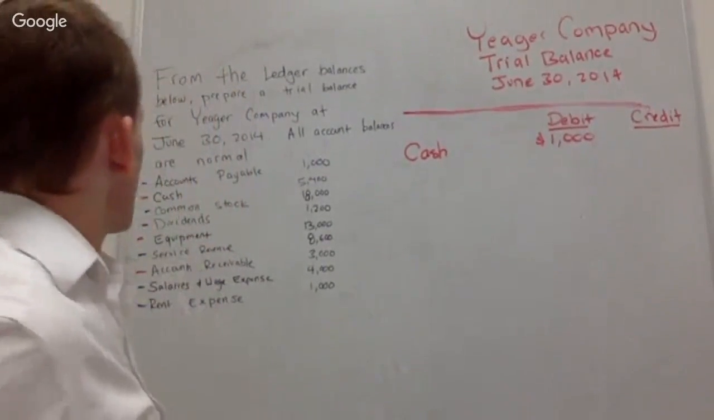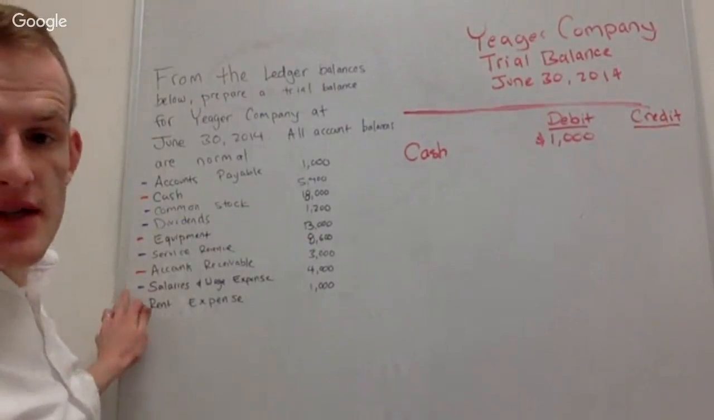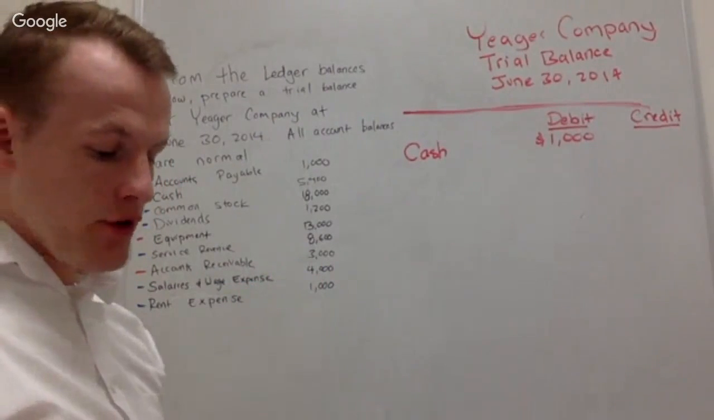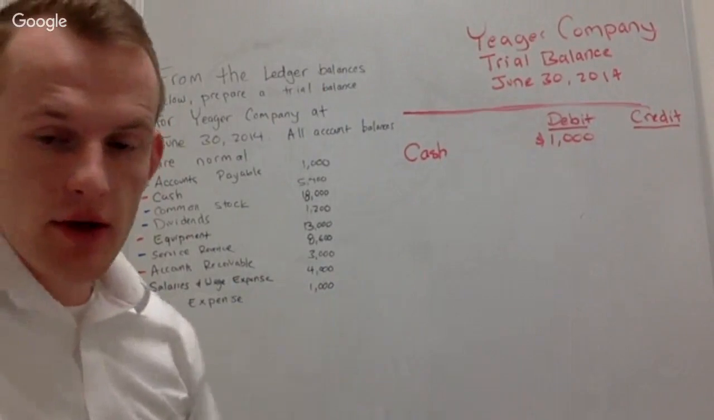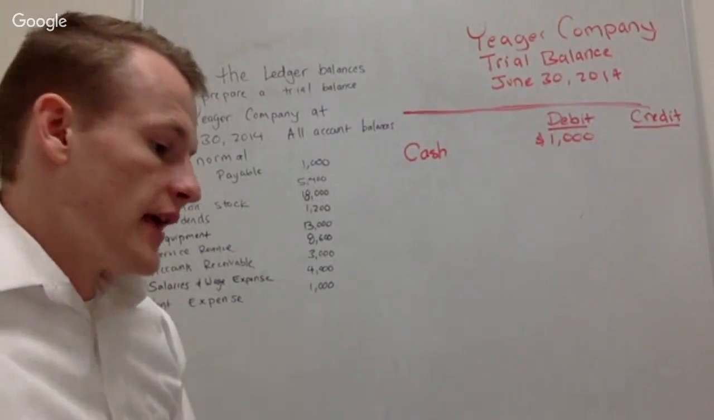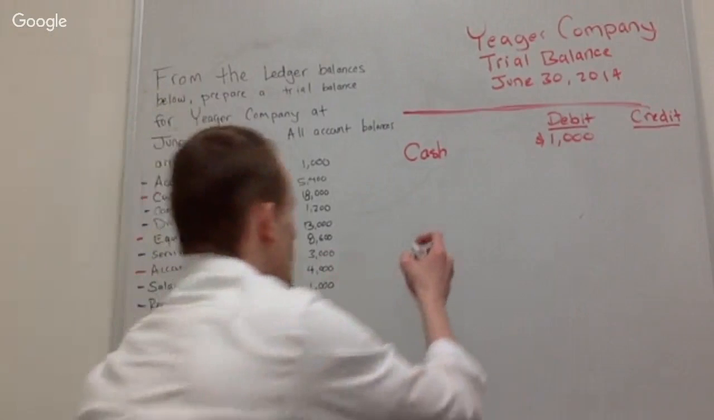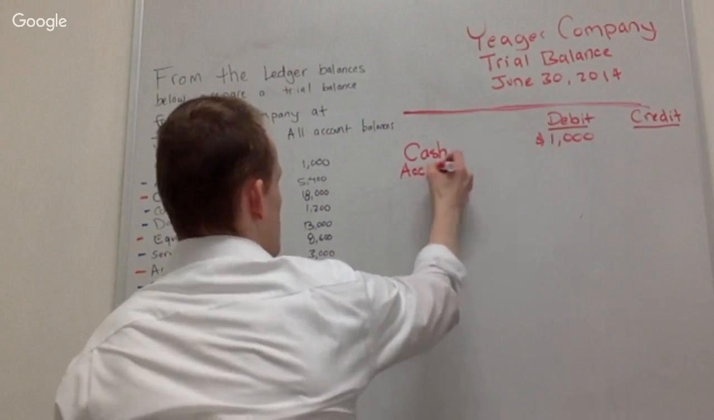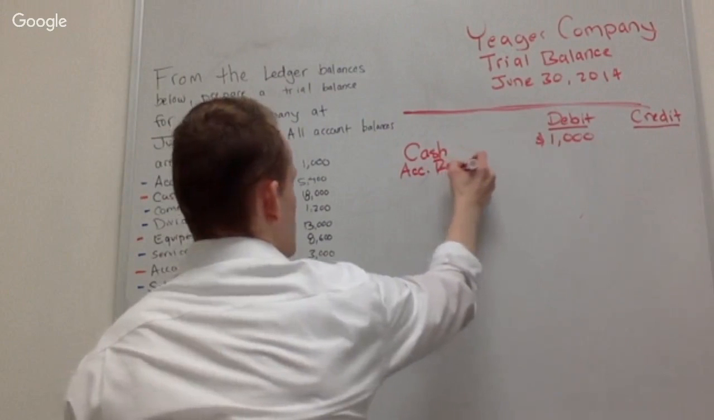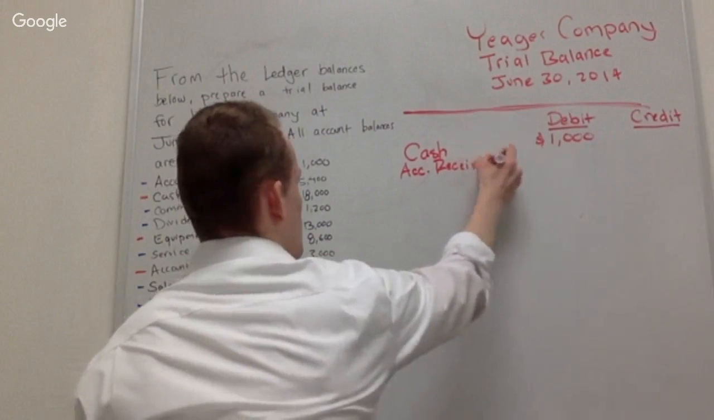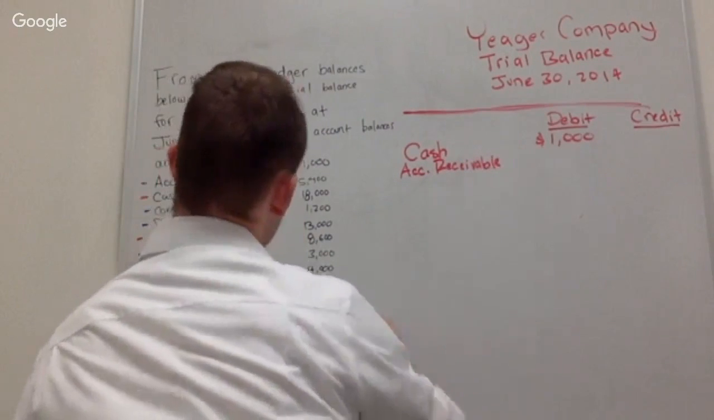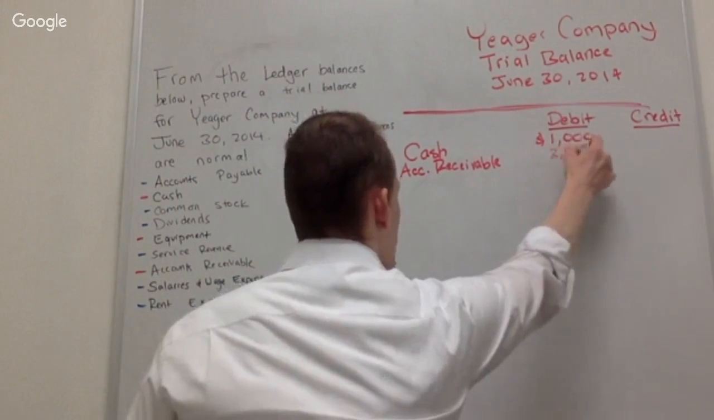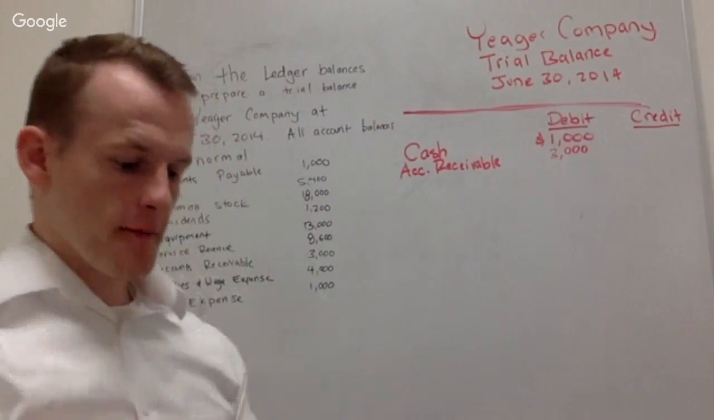Next, we're going to have our accounts receivable for 3,000. And we'll use the rule again. Is it increasing or decreasing? And it is increasing. So we will go ahead and put our accounts receivable up here, and accounts receivable was again 3,000. So we'll go ahead and write that, kind of stretching myself here.